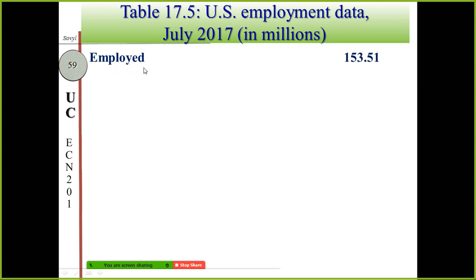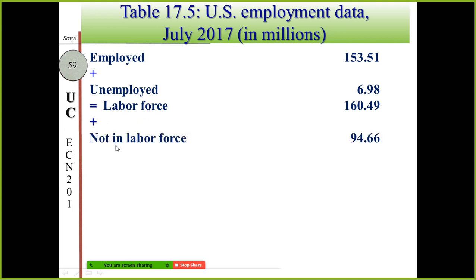Okay, the number of employed population in the United States in 2017 is 153,000,051. If we take the employed population plus the unemployed population, we will get the labor force. That's why in order to find the labor force, you need to have the employed population plus the unemployed population. If we take the labor force plus the population not in the labor force, or population out of the labor force, we will have the working age population.